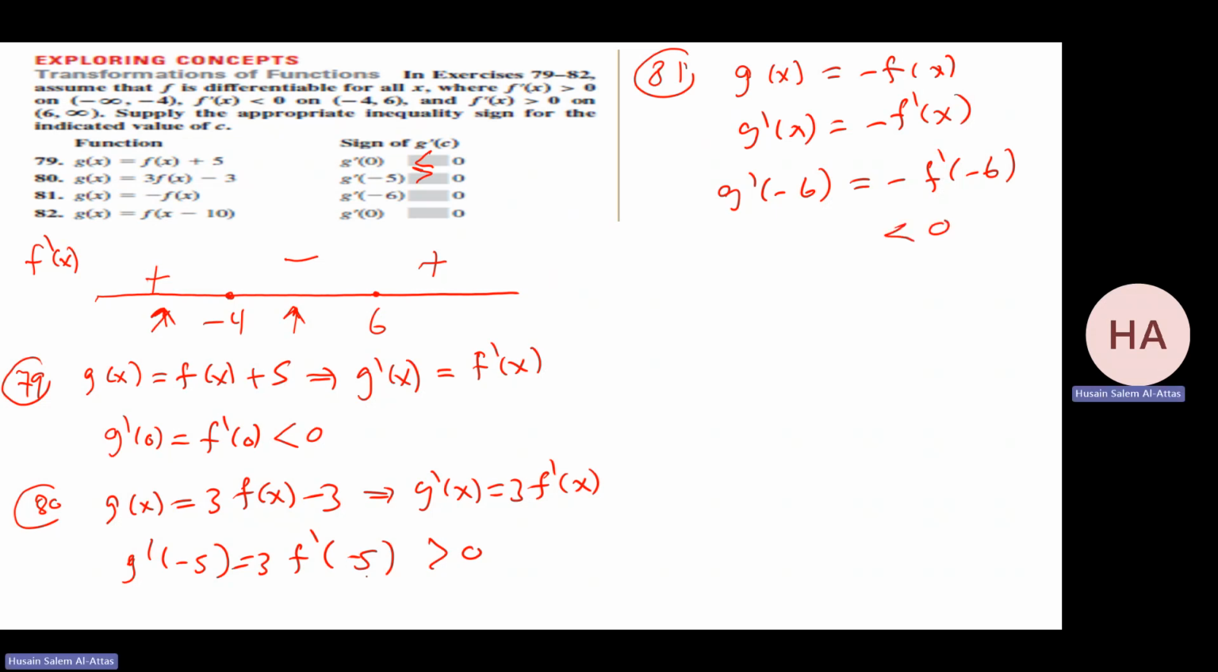Since f prime at -6 is positive, multiplied by minus, that will be negative. So that will be less than 0. Last one.